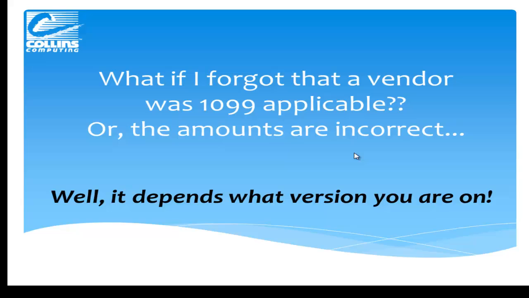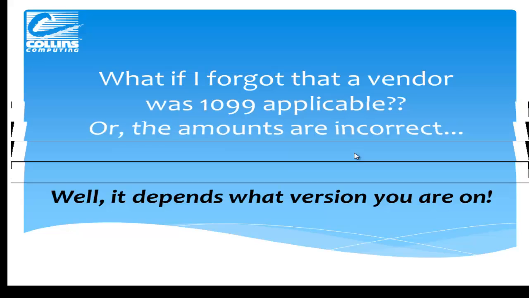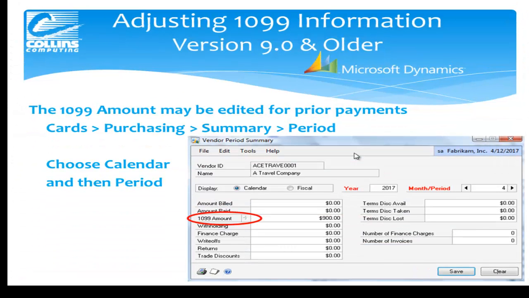So what if you're getting ready to produce your 1099s and the amounts that you're seeing in these reports or edit lists are incorrect, or a vendor was not set up as a 1099 vendor to begin with? What would you do? Well, it does depend on the version that you're running of Microsoft Dynamics GP.